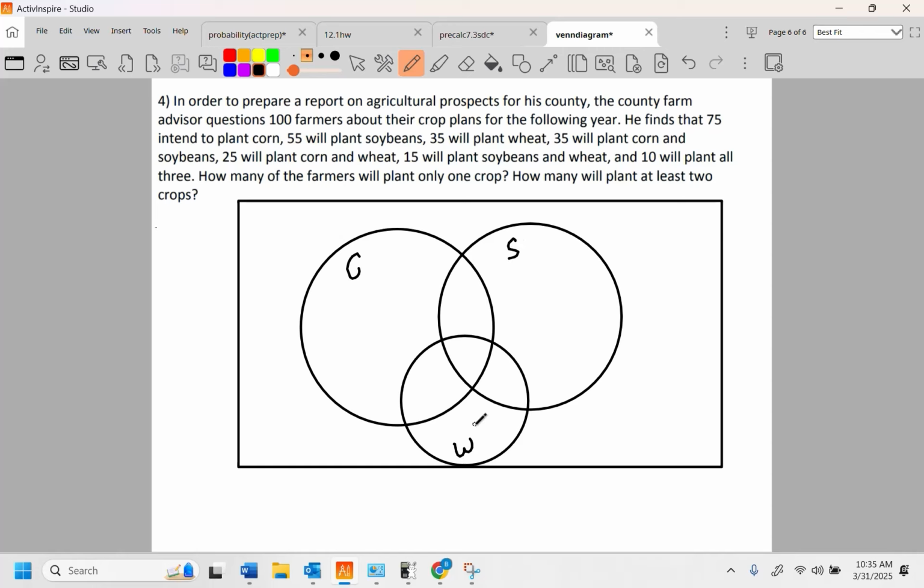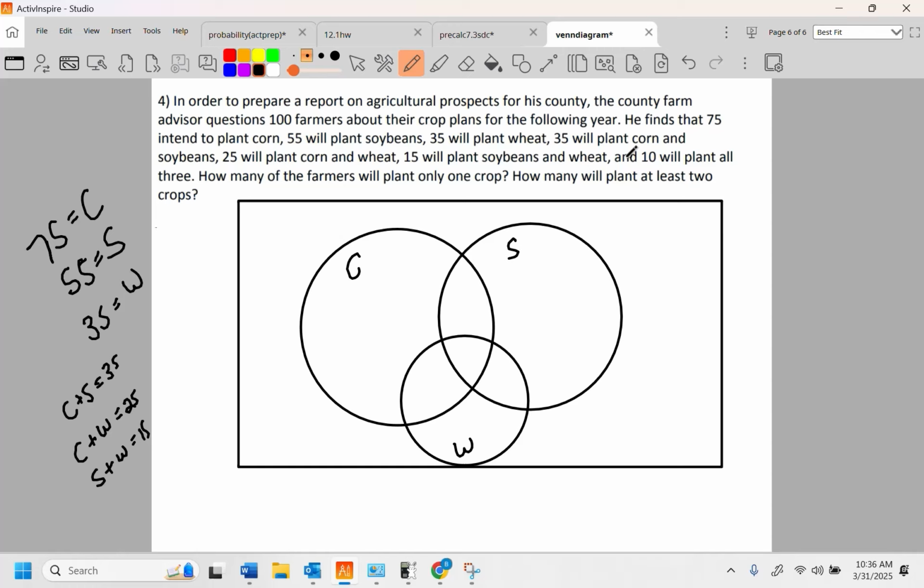All right, so 75 is corn. There's going to be 75 in the corn circle, 55 in the soybean circle, 35 in the wheat circle. Now, 35 will plant corn and soybeans. So corn plus soybeans is 35, and that's going to be this guy right here. 25 is going to be corn and wheat. Corn plus wheat is 25. And 15 is going to be soybeans and wheat. So soybeans and wheat is 15.